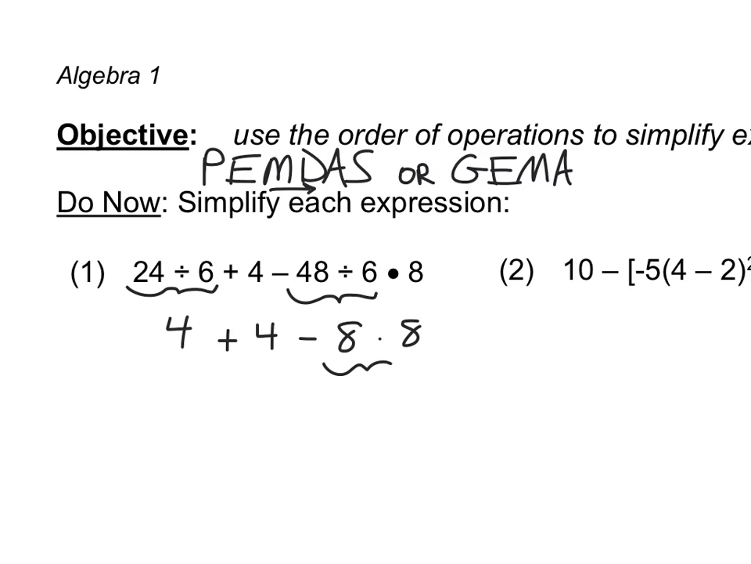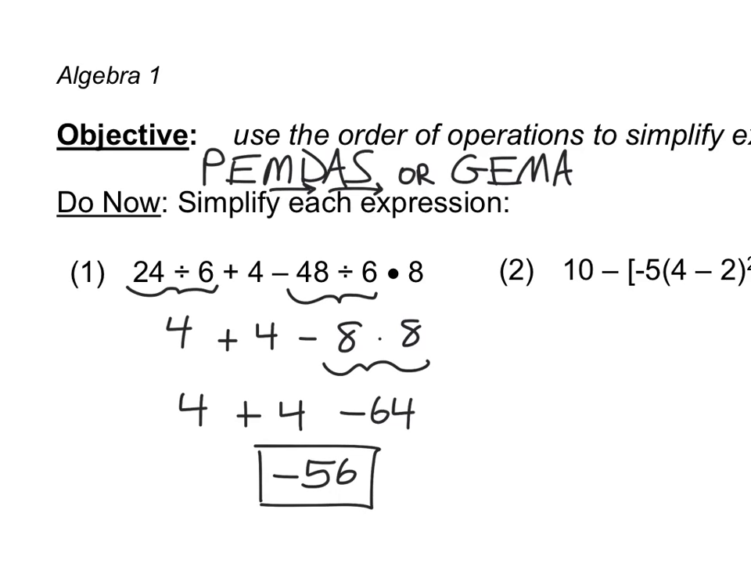And then I'll handle this multiplication. So negative 8 times 8 is negative 64. So we have the 4 plus 4 minus 64. All right, so in order of left to right, again, for addition, subtraction, 4 plus 4 is 8, minus 64 is negative 56. That seemed like what most people were getting?